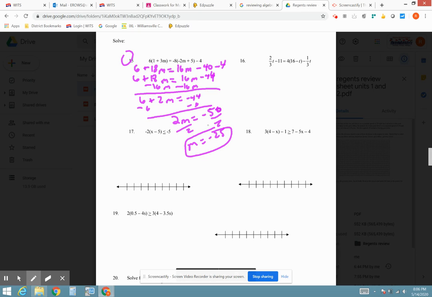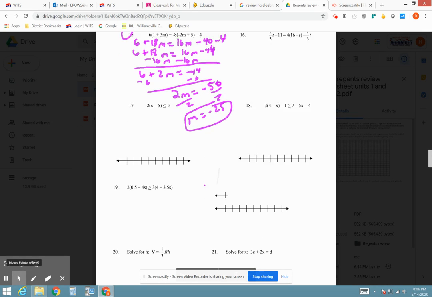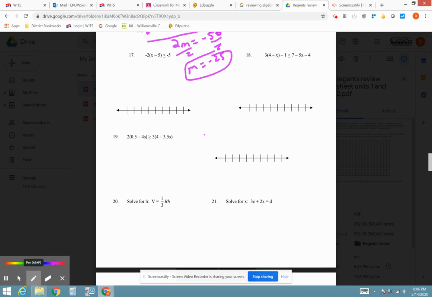Okay, I get negative 25. Let's see. And we could do an inequality. Let's try 17, just to make sure you know the basics of it. So try 17.